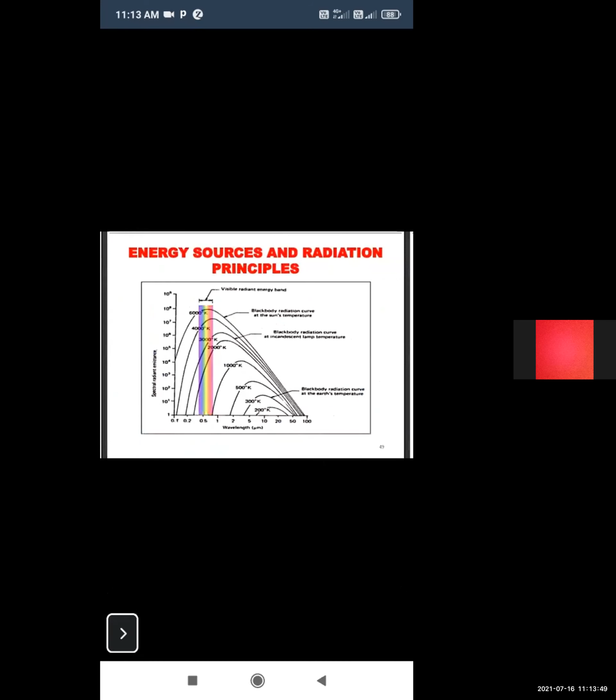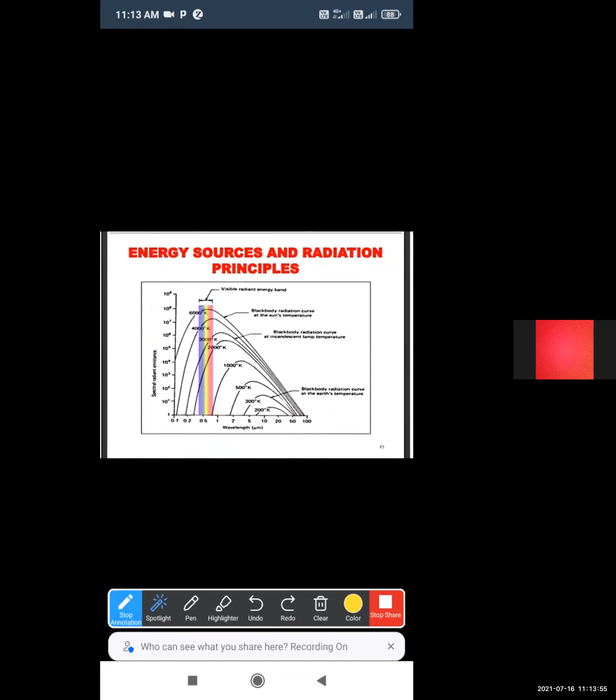This graph shows spectral radiation versus wavelength, showing the radiation energy band for different Kelvin temperatures. For 200 Kelvin, 300 Kelvin and 500 Kelvin, the wavelength range is from about 1.7 micrometer to approximately 60 micrometer. So this is the temperature versus radiation and wavelength graph.